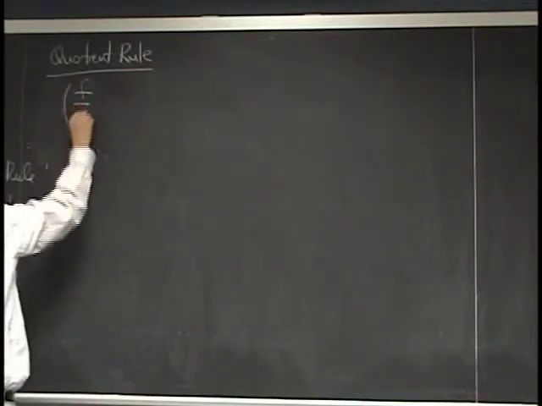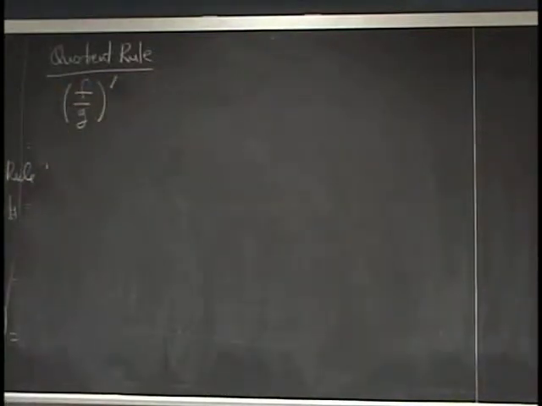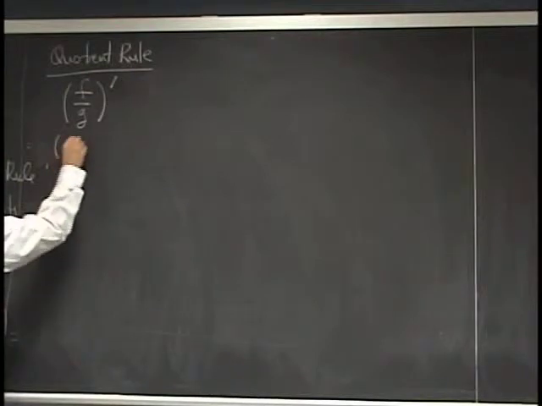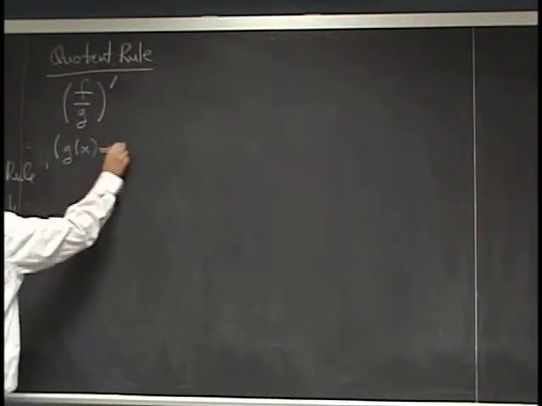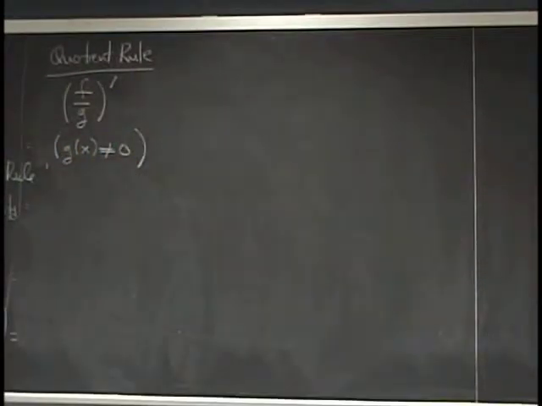So this asks the question, what is the derivative of f over g? And of course, I'm always assuming in here that I'm only looking at points where g of x is not 0. Dividing by 0 would be a mistake and would lead to 1 equals 2, and we've seen how that works.